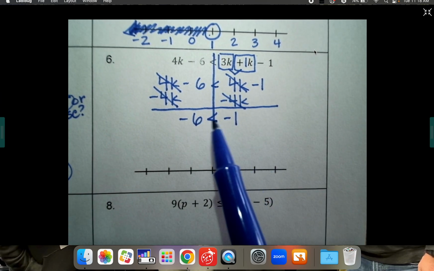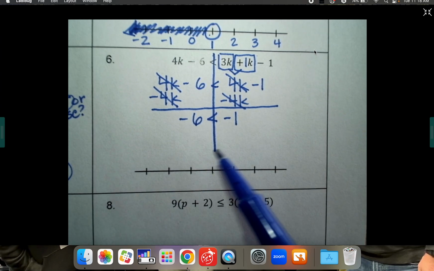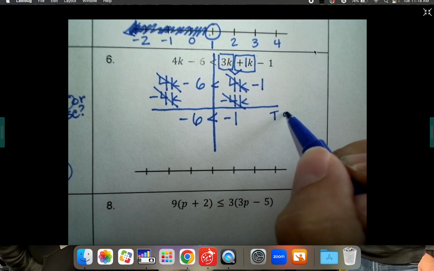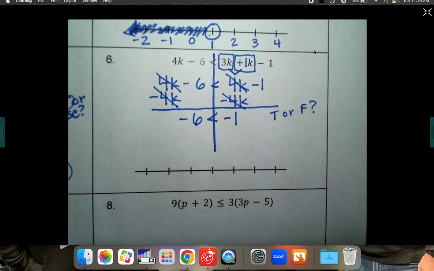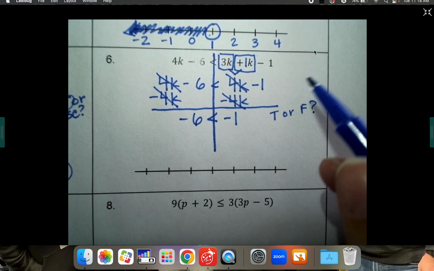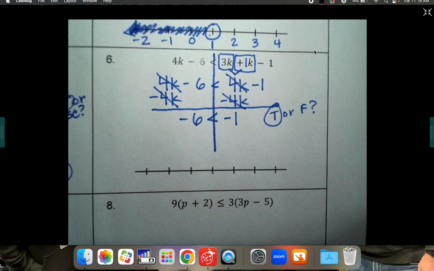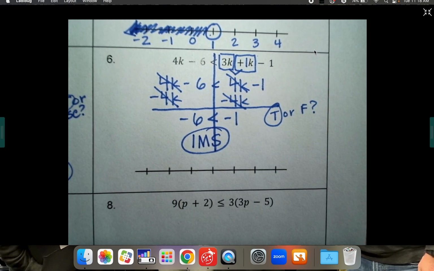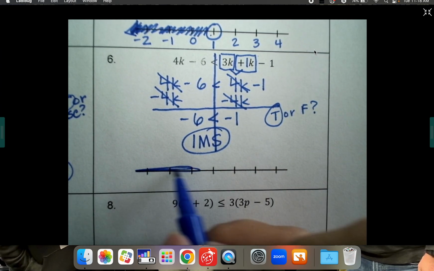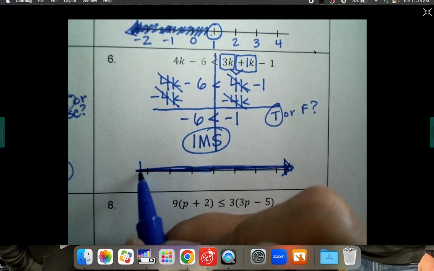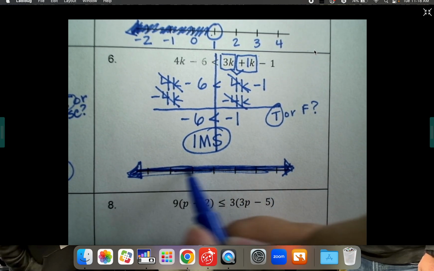Let's think about that. Is negative 6 to the left of negative 1 less? Is that true or false? If it is true, which it is, negative 6 is smaller than negative 1. It's a greater negative, which means it's smaller. So since that's true, let's think about what that means. That means there are infinitely many solutions here. And let's represent it with a completely darkened in number line, because we are representing all the solutions, infinite solutions.